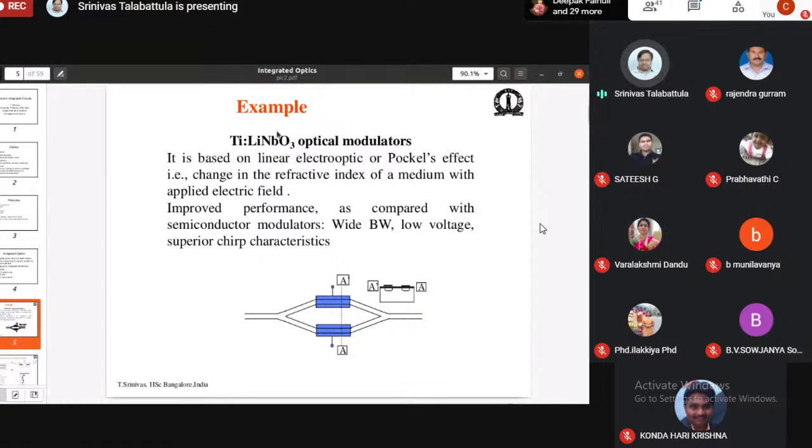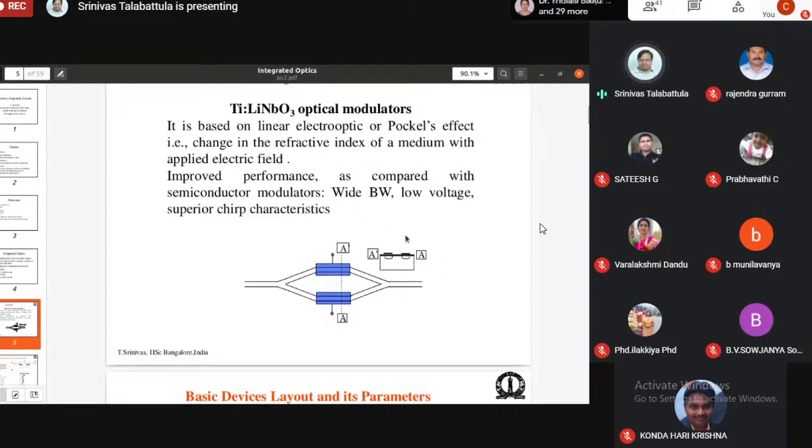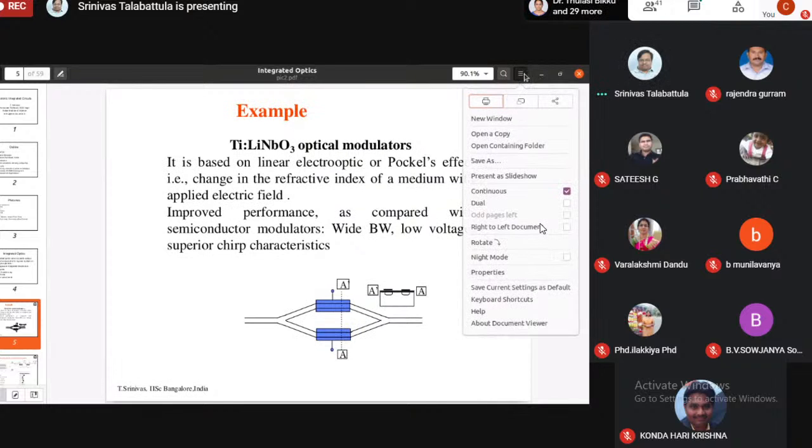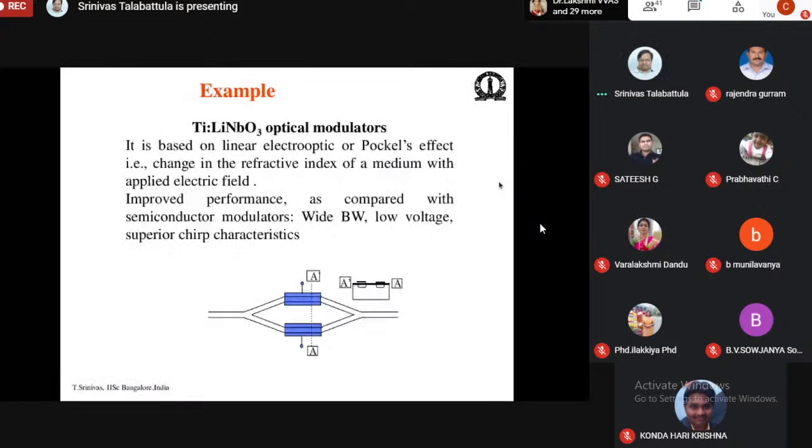This is called a lithium niobate modulator on a chip. It has very good performance, a lot of bandwidth, low operating voltage, and good chirping characteristics. All these things are there for this chip. This can be made in our lab in ISC here. For those who are interested, later on we'll discuss photonic integrated circuits. Let me make it full screen. I will not describe all the slides, but only some important ones.